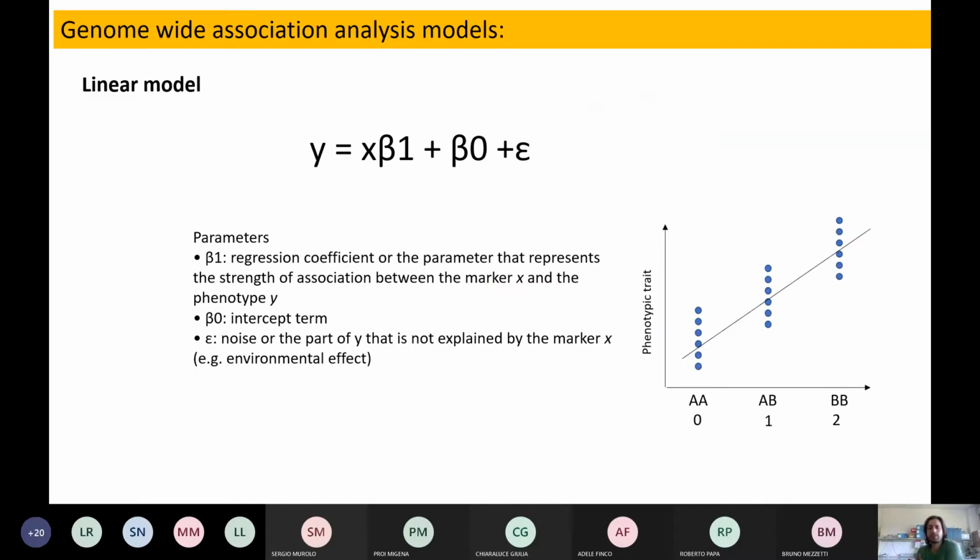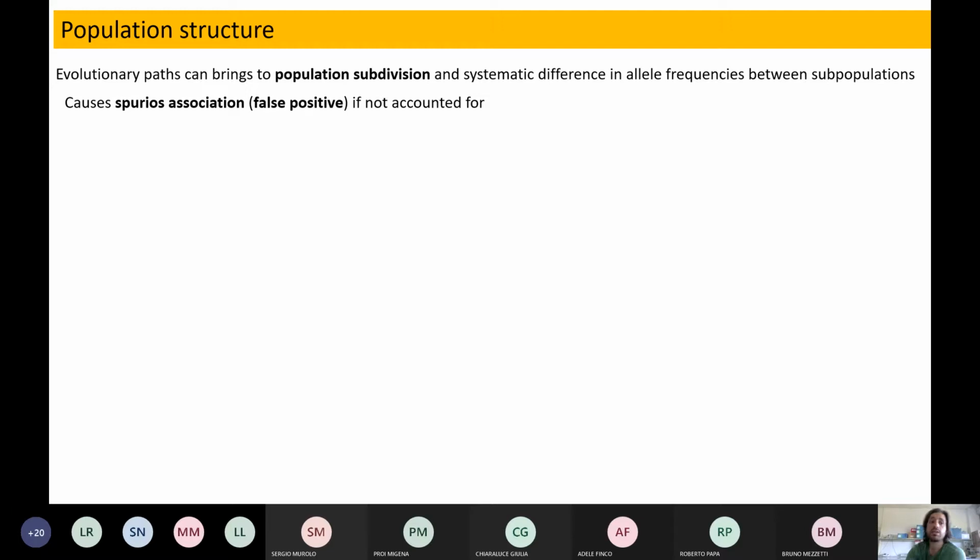So let's start from the first model that we can have for genome-wide association analysis. In particular, this is a linear model, a regression model, where, as before in linkage mapping, we have the genetic value and the phenotypic trait. And if we have a significant correlation, basically we have a marker that influences the phenotypic trait. But those methods, in a natural population, don't take into account the evolutionary history of the current panel that we are using. So it's important to take into consideration, for example, population structure.